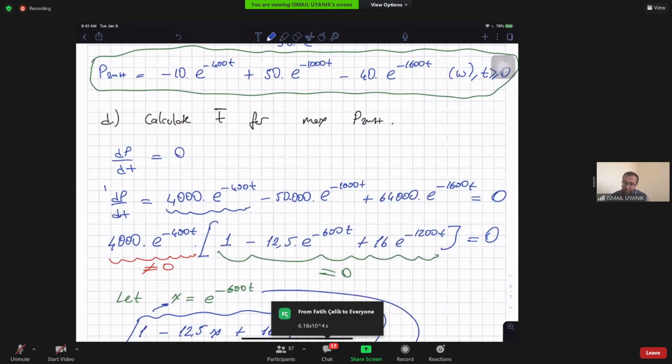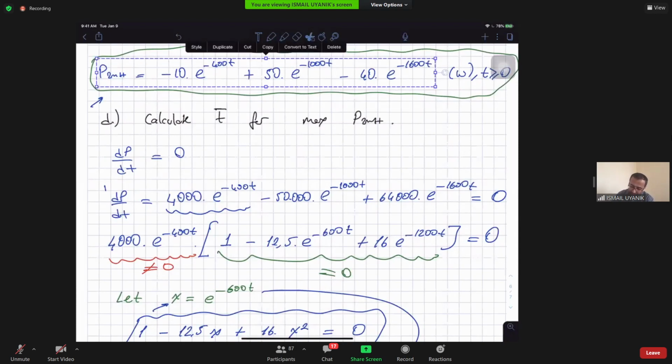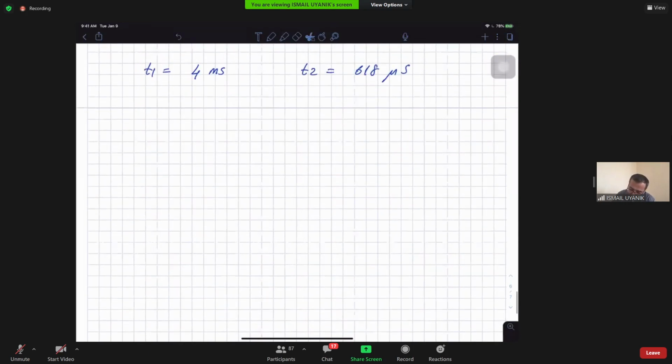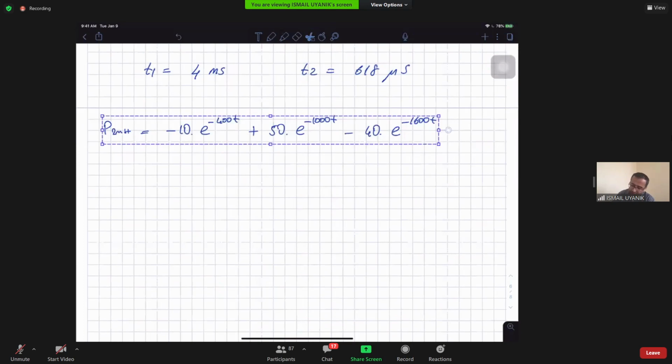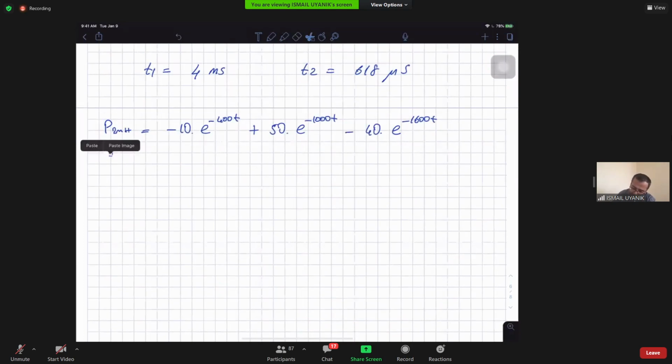But in order to know which one is minimum and which one is maximum, we should put those numbers back into this equation and calculate the power, right? So we have one more step. So let's take this equation, and again, I will need your calculations. Let's copy this. Now, please use your calculators and tell me what P1 is, what P2 is. So let's say P at T1, and then P at T2, and then we will compare.